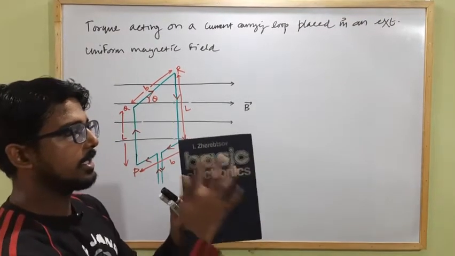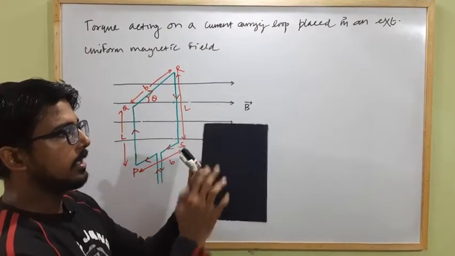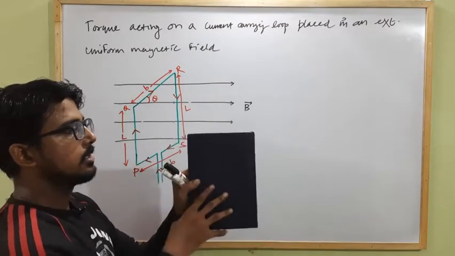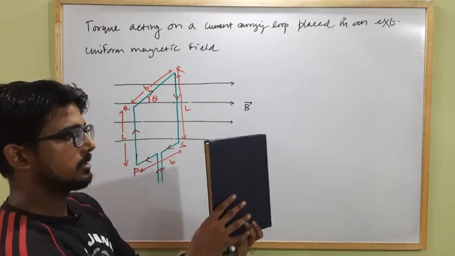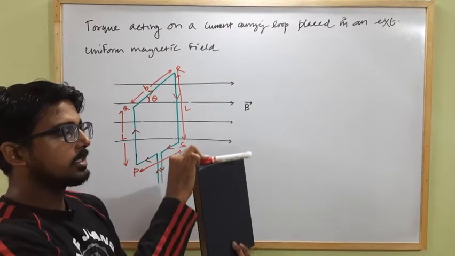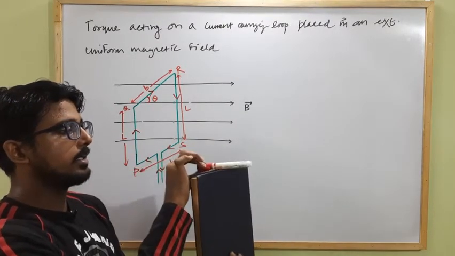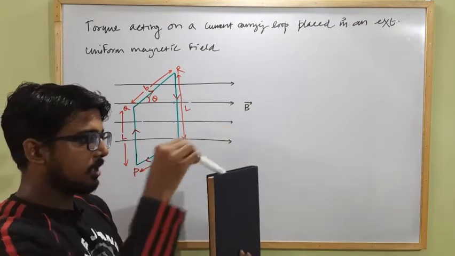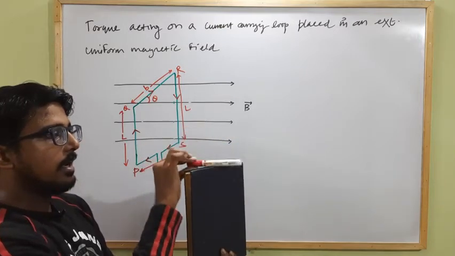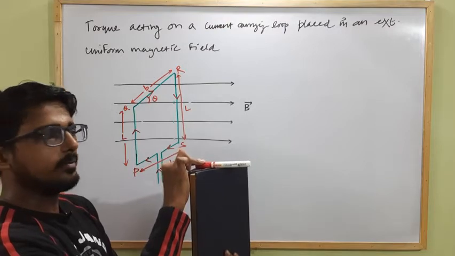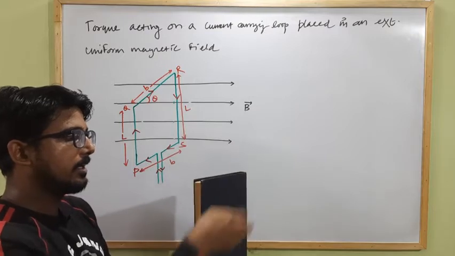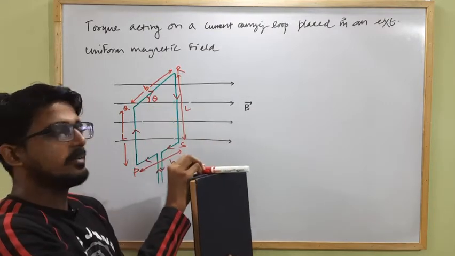If this is the current carrying rectangular loop, and the magnetic field is like this, then at any instant the loop is just like this. It makes an angle theta, when we see from the upside, with the direction of external magnetic field which is from left to right. Clear? This is the current carrying loop P, Q, R, S, and here is the horizontal magnetic field. The angle between the direction of horizontal magnetic field and the plane is how much? Theta at any given instant.